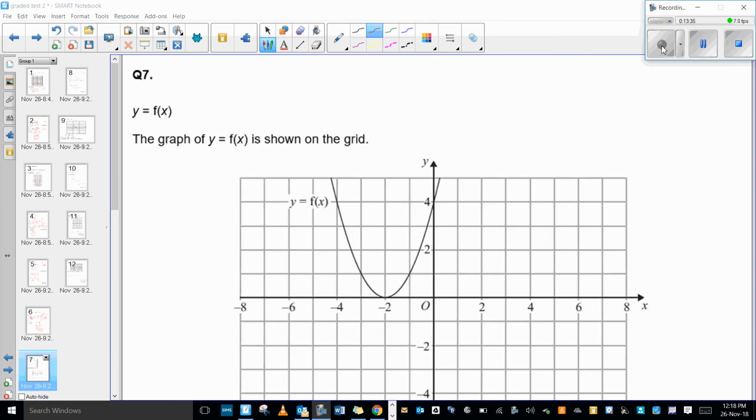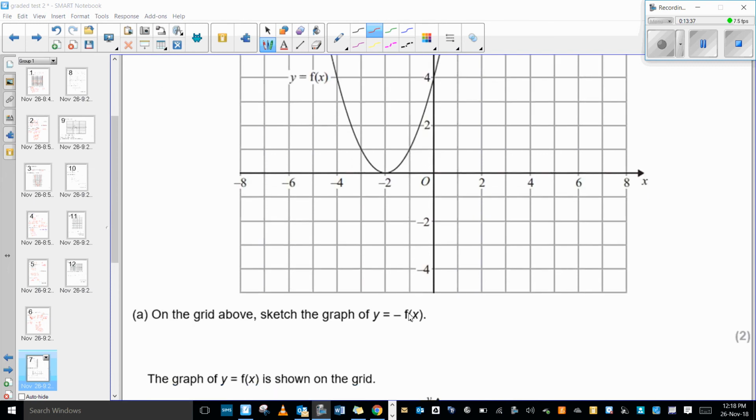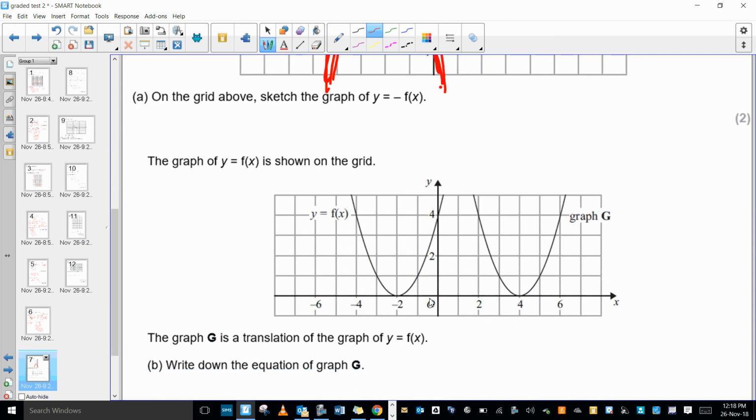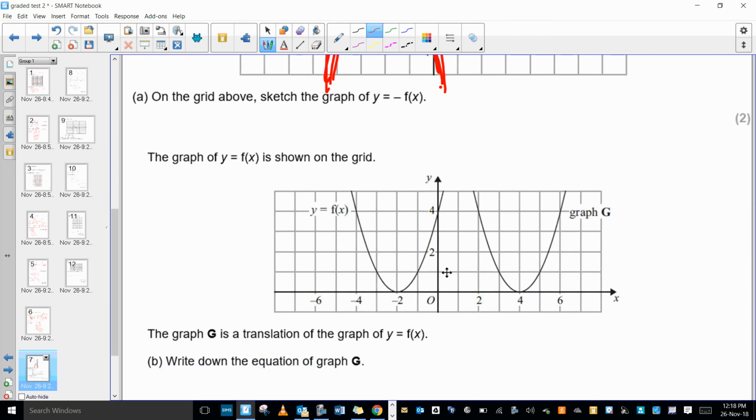Alright, if this is f of x, then minus f of x is a reflection in the x-axis, so it would be down here. That's not very well drawn. You draw it beautifully. Okay, so this is where my original vertex was, and it's moved to here. It's gone 1, 2, 3, 4, 5, 6 places to the right, which means that it's f of x minus 6.